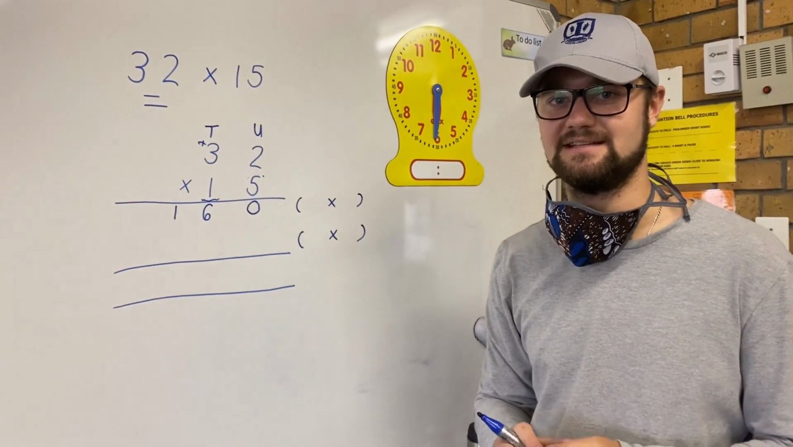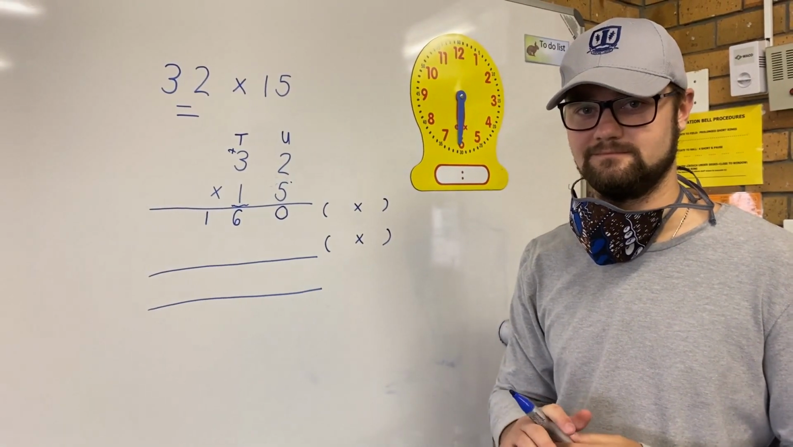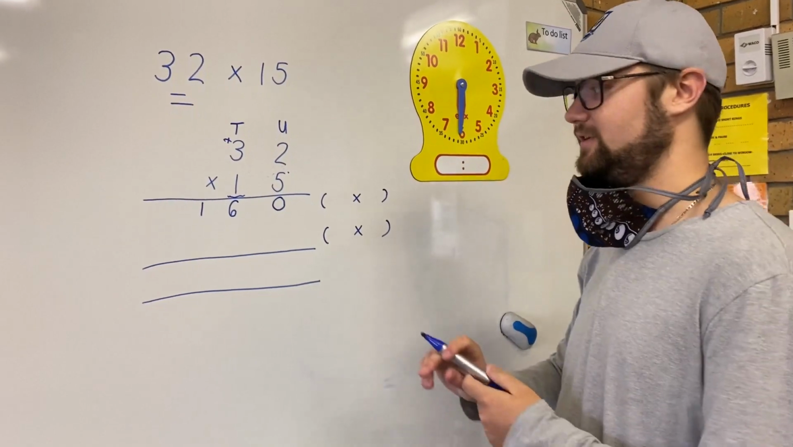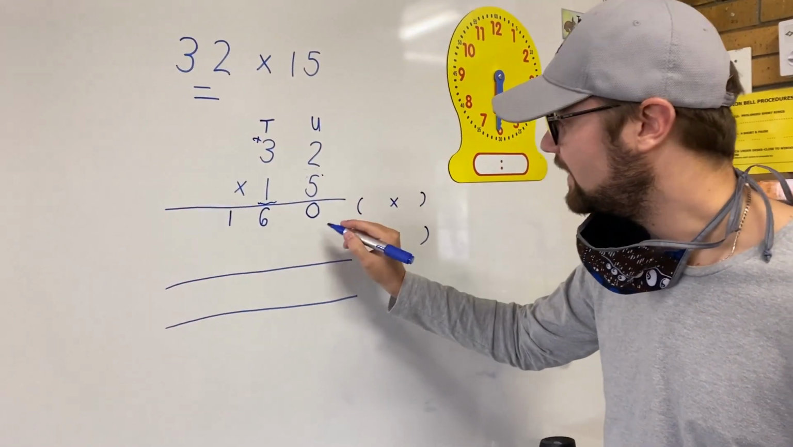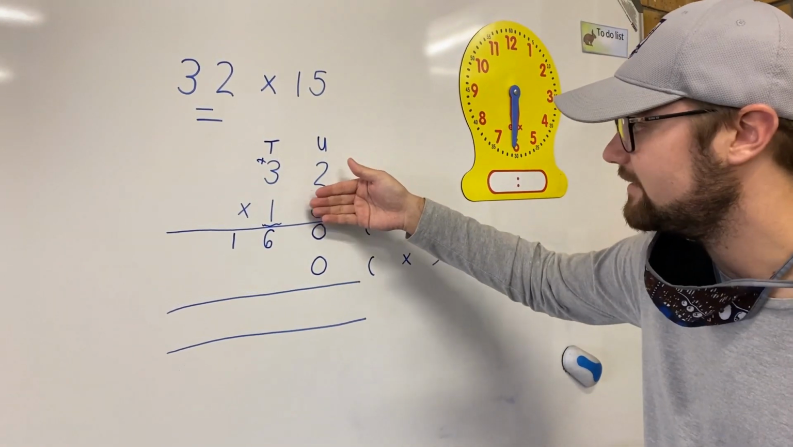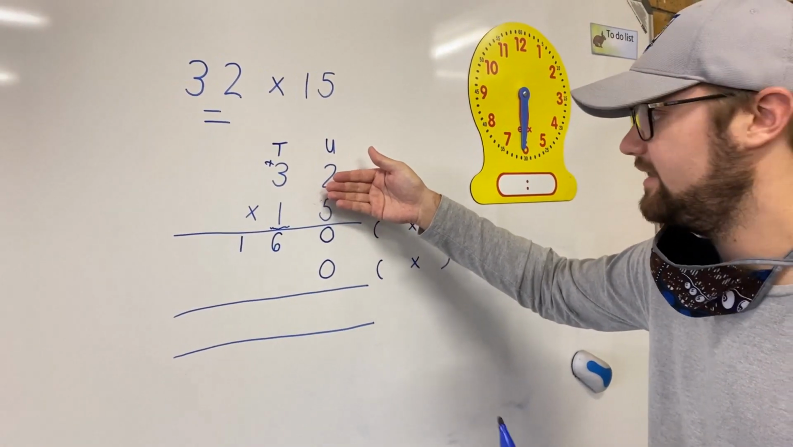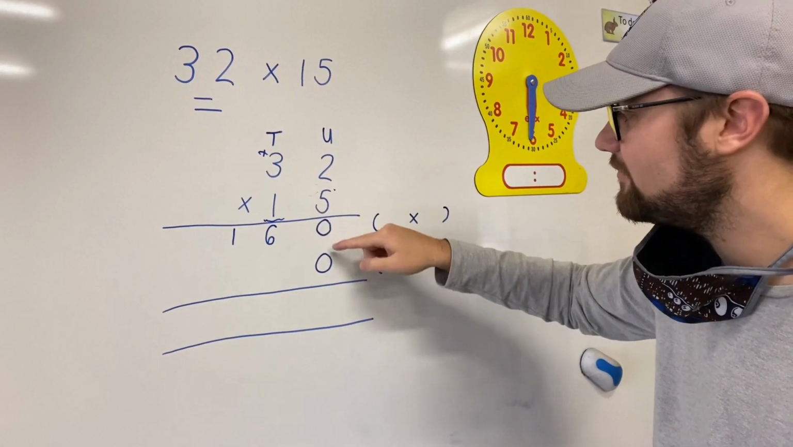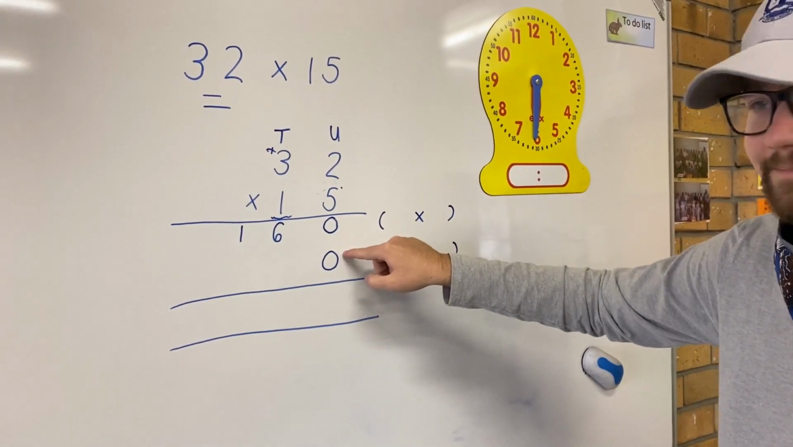I'm going to give you 2 seconds. What we are going to do is we're just going to put a 0 there. And the reason we are putting a 0 underneath the units column is because we're not using the 5. We are completely blocking that away. That makes it nothing. And that's why we put a 0 below the 5.